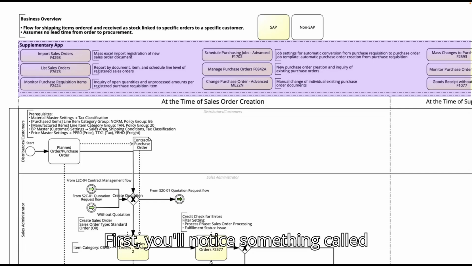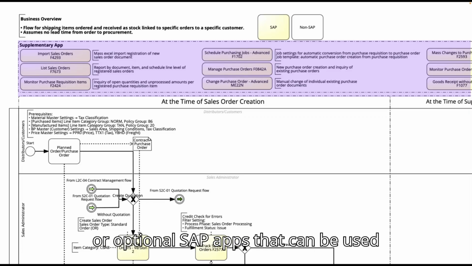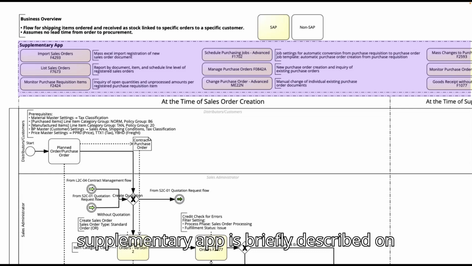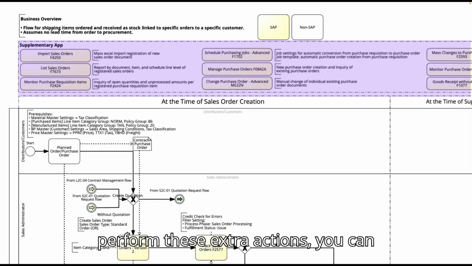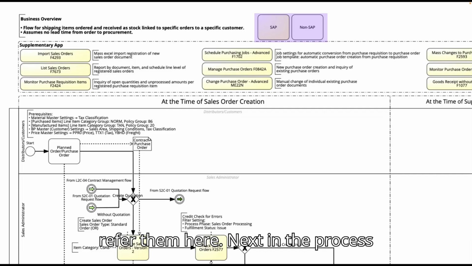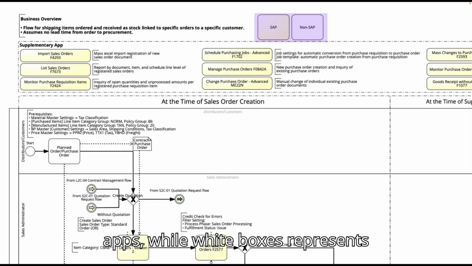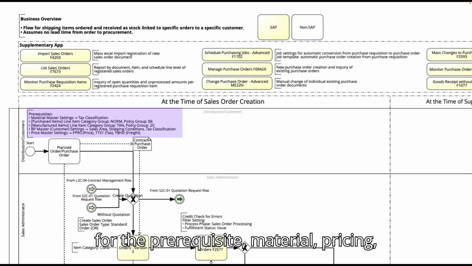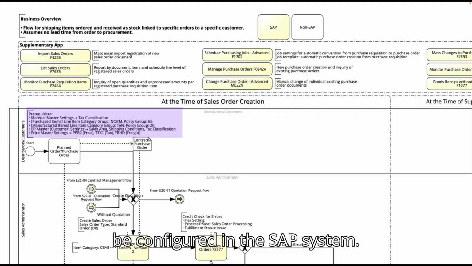First, you'll notice something called supplementary apps. These are additional or optional SAP apps that can be used alongside this process. Each supplementary app is briefly described on the diagram, so if you ever need to perform these extra actions, you can refer to them here. Next, in the process diagram, yellow boxes represent SAP apps, while white boxes represent tasks performed outside the SAP system. For the prerequisite, material, pricing, and business partner master will need to be configured in the SAP system.